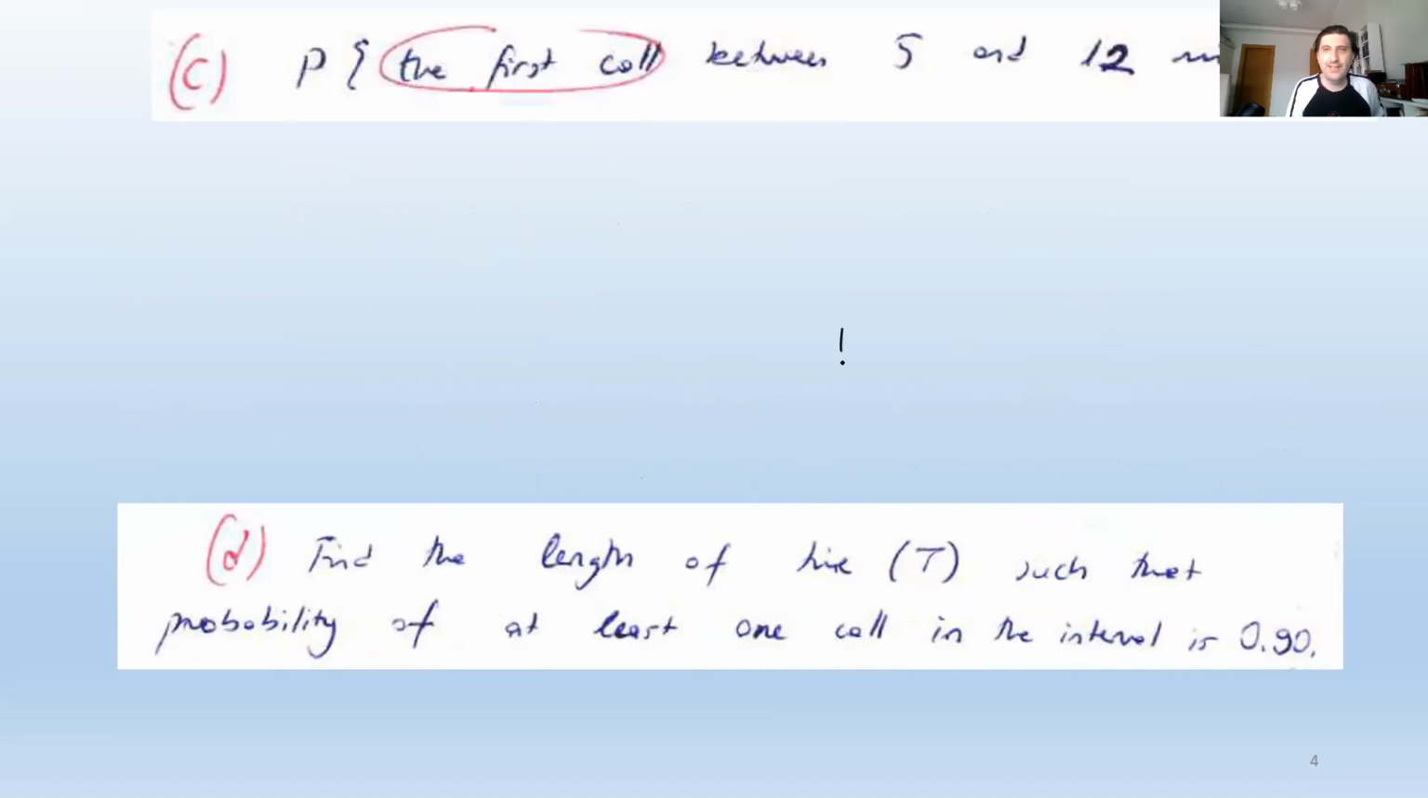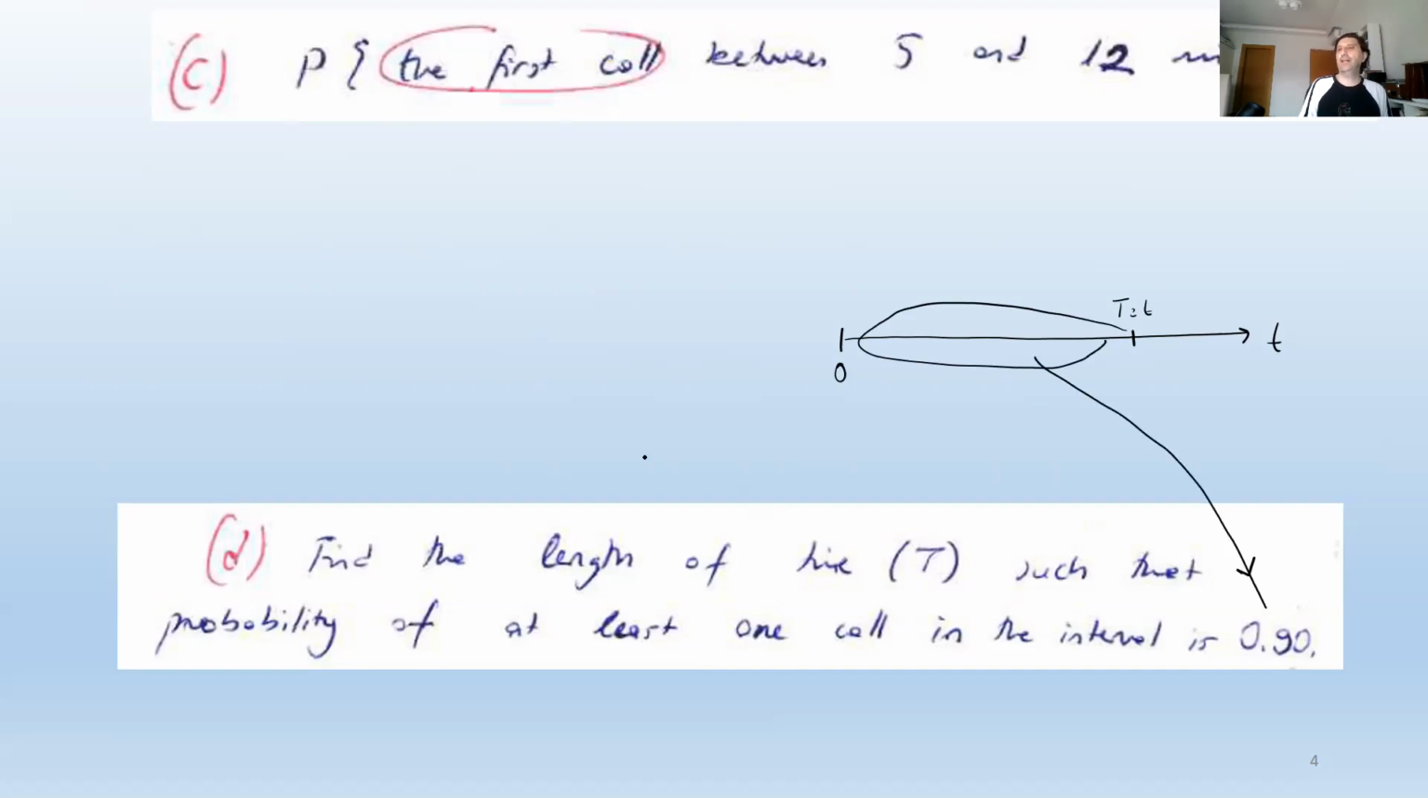Okay, that was the last call. Let's put the origin here, so time goes like this. What is going to be the value of time? For instance, t is going to be at that value such that the probability of at least one call here is going to be equal to 0.90.